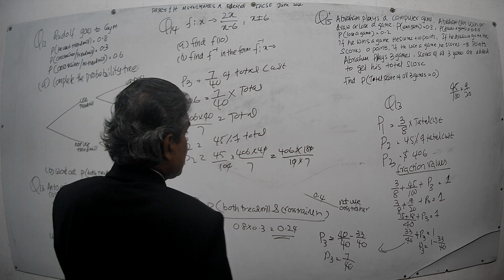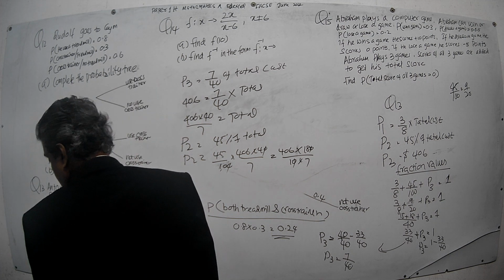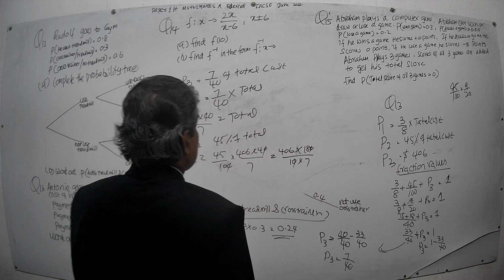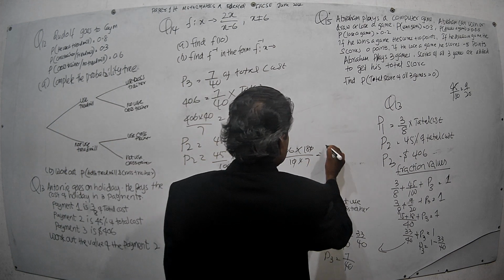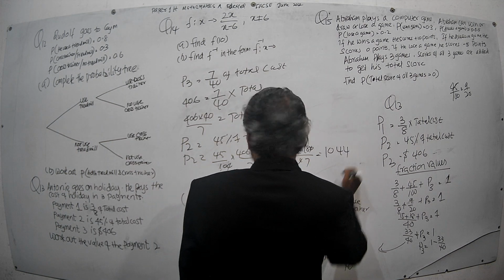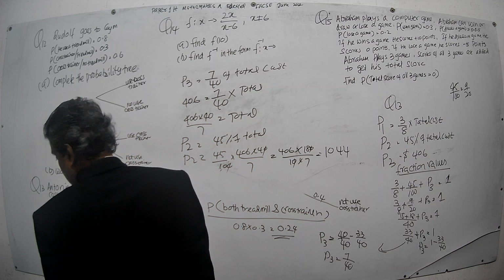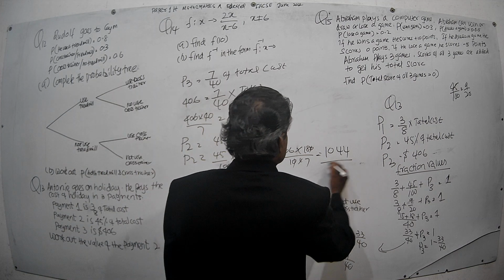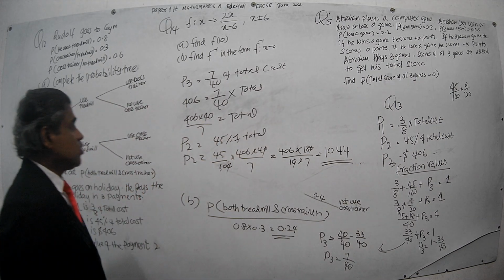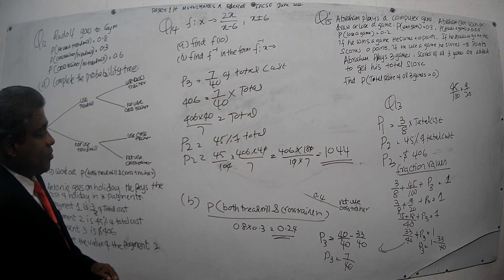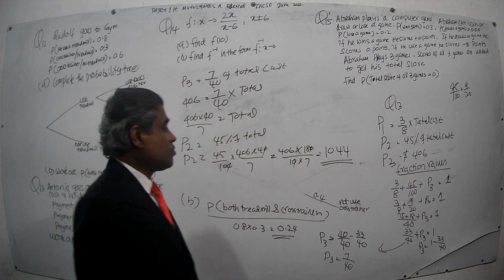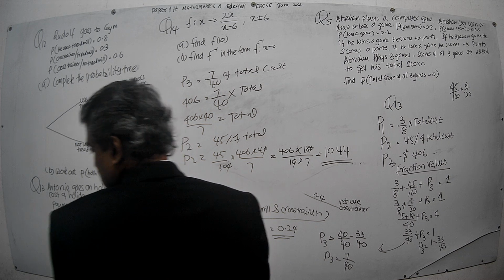406 into 18 divided by 7, you get 1044. 1044 is the value of P2. Okay. Found. 406 into 18 divided by 7.